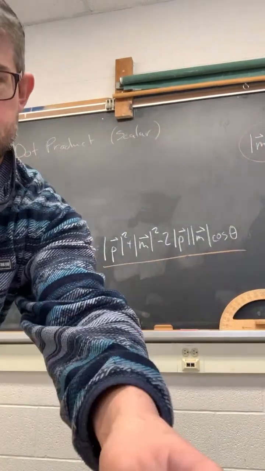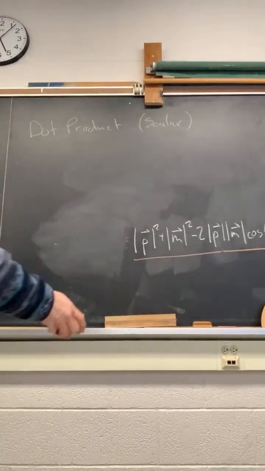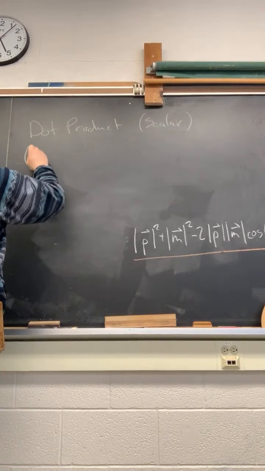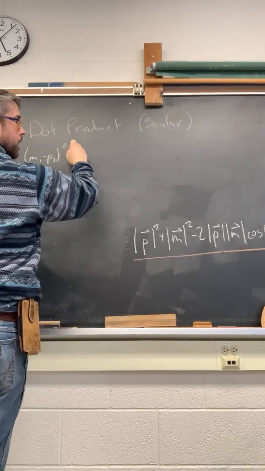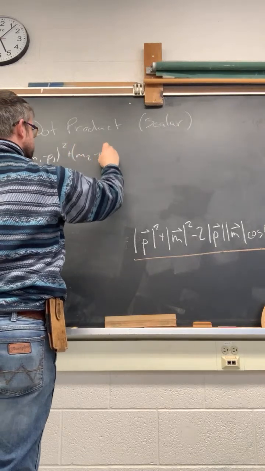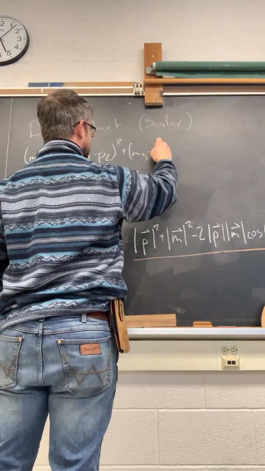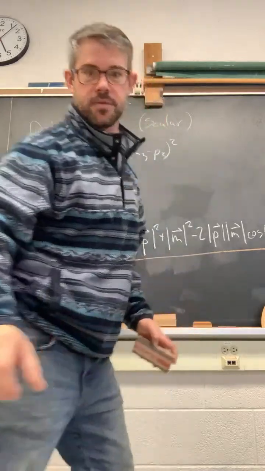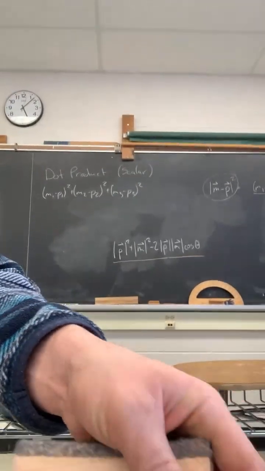And we shall rewrite this as m1 minus p1 squared plus m2 minus p2 squared plus m3 minus p3 squared is equal to, and I really don't like this phone perspective. It's not allowing me to show a whole lot of the board at once. So I'm going to slide back.